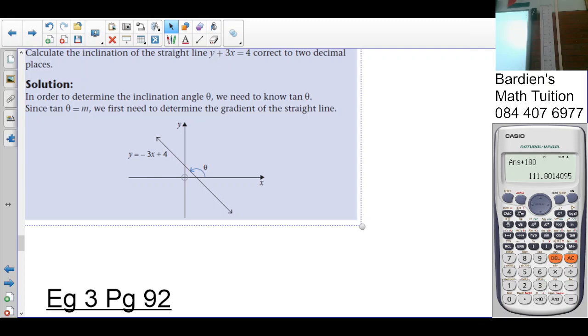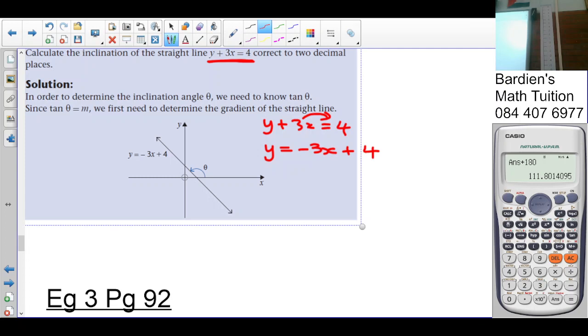We are told in order to determine the inclination theta, we need to know tan of theta. Since tan of theta is a gradient, we first need to determine the gradient of the straight line, which makes sense. Looking at y plus 3x equals 4, can I read the gradient from it as it stands? No. So take that over, get it in standard form of y equals mx plus c. So y is equal to negative 3x plus 4. What's the gradient of this line? Negative 3. So do your thing with the negative 3.